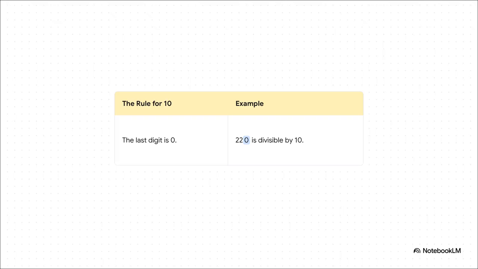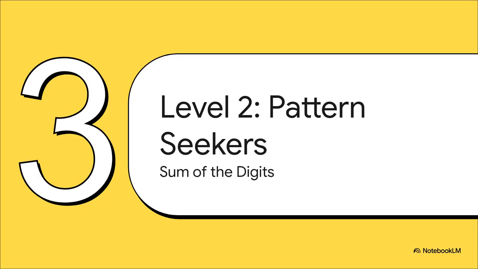And finishing up our easy wins, we have the rule for 10, which might just be the easiest one of all. If a number ends in a 0, it's divisible by 10. Period. See? Sometimes the most powerful tricks are the most simple ones. Okay, time to level up.